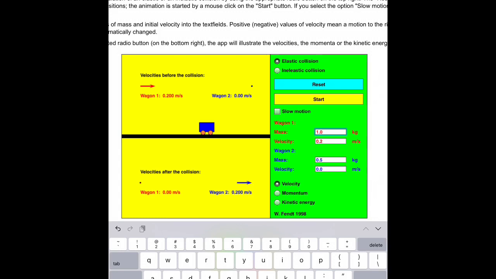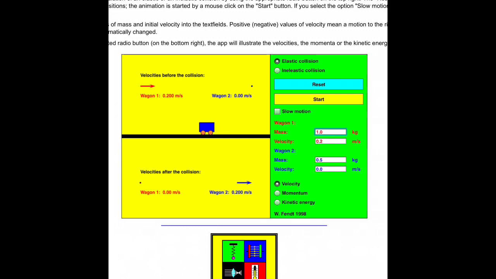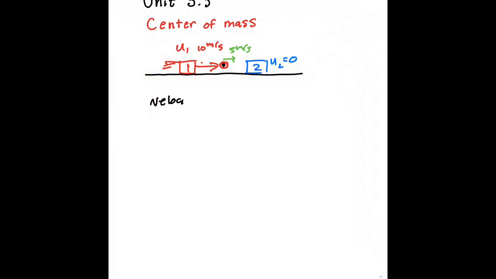If we change the mass of wagon number 1 to be twice as large, so now it's 1 kilogram instead of a half a kilogram, then the center of mass is going to be located closer to the red wagon than the blue wagon, but notice the velocity of the center of mass. It stays the same both before and after the collision. So it seems that the velocity of the center of mass of any system stays constant when we compare before versus after the collision.